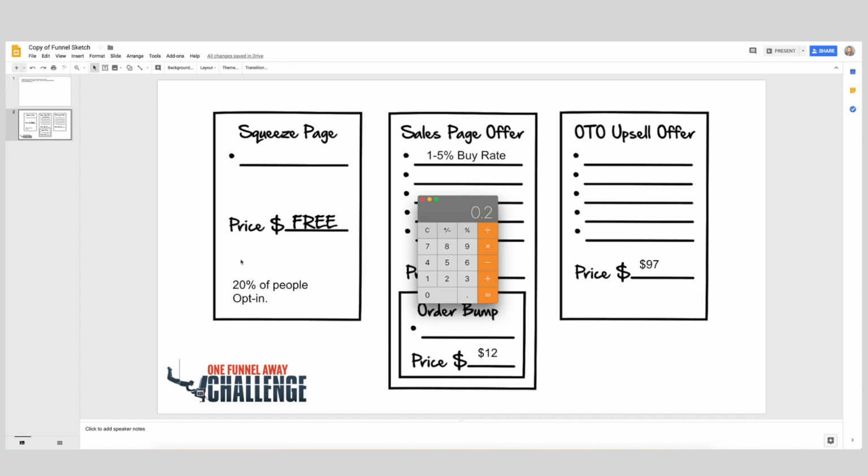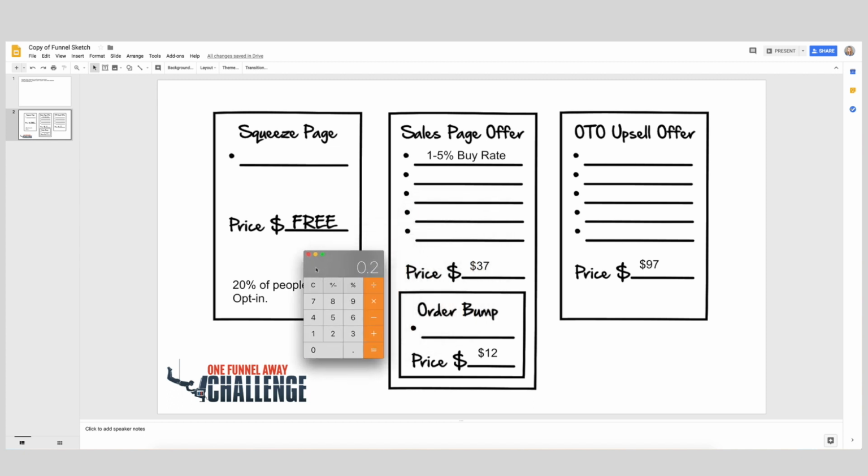So let's say you get 100 people to opt in, right? In order to get 100 people to opt in, you probably need a lot more people on the actual squeeze page just clicking over to it. So if you get 100 people to opt in, and then you get a 1 to 5% buy rate, that means between 1 and 5 purchases happen for every 100 people who opt in.